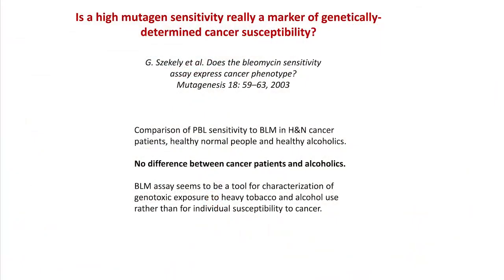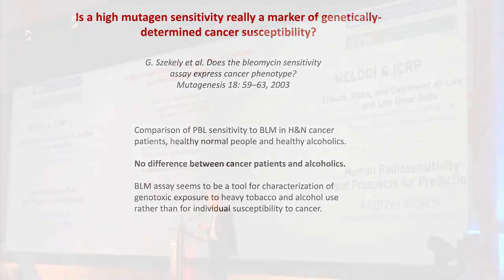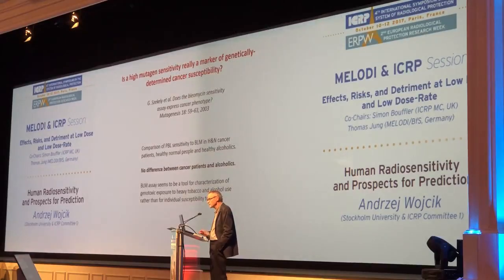Why? How does this fit together? And then there are studies, like this study from Hungary, where they looked at high radiosensitivity of lymphocytes from cancer patients and healthy people, and then healthy alcoholics, who obviously are quite resistant, because if you drink a lot, if you smoke a lot, and you don't develop cancer, then you are quite radiosensitive. And he didn't find any correlation. Well, he found that the alcoholics had the most aberration. So, okay, my time is running out.